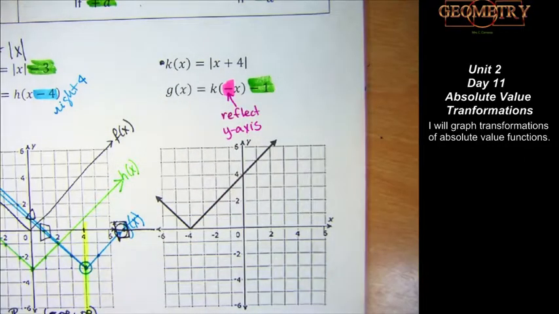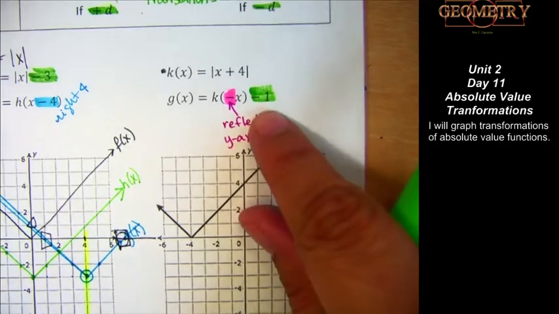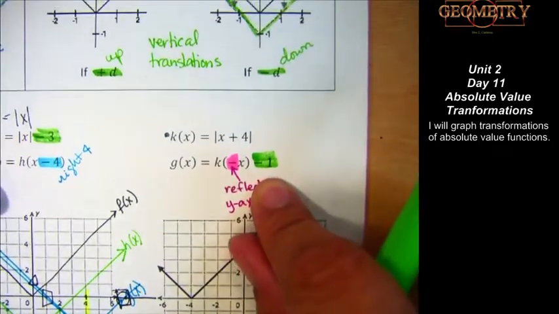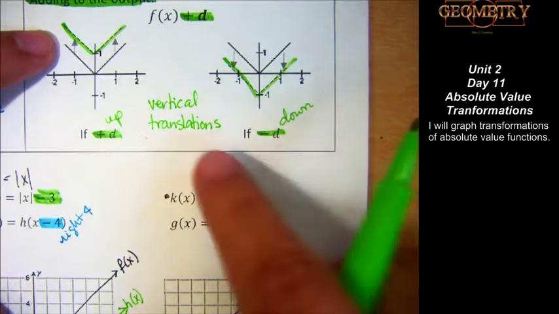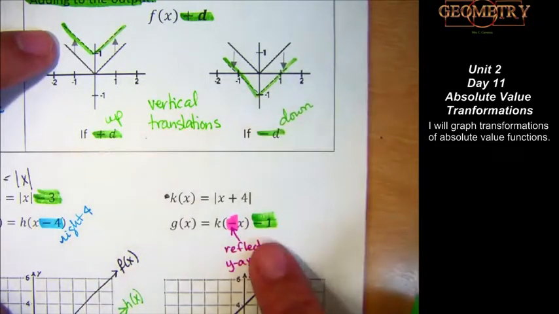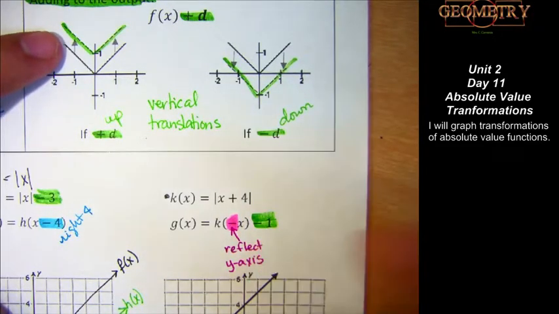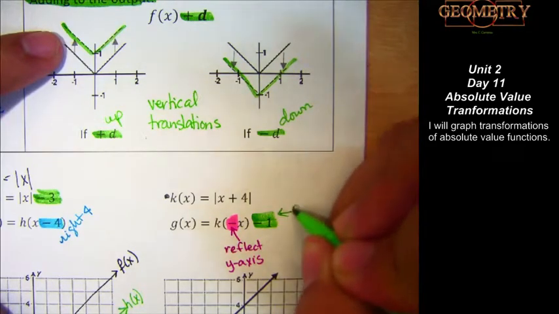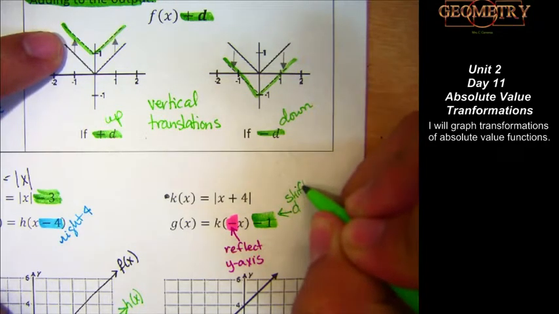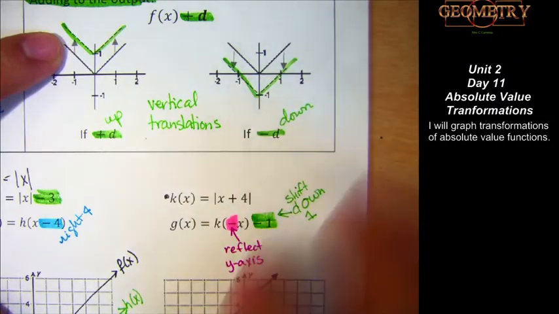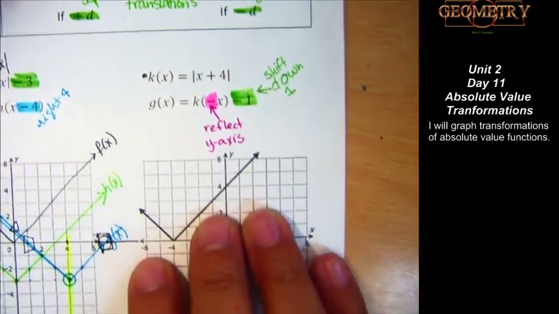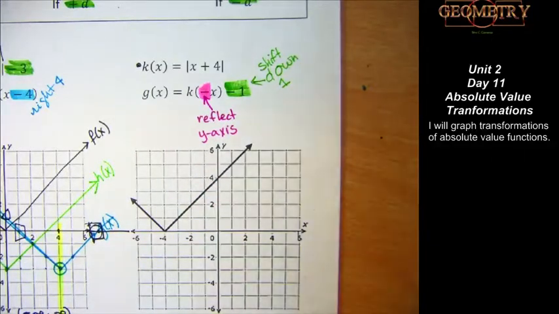When I have some sort of addition or subtraction happening outside, it's a vertical translation, up or down. In this case, it is down. So this is a shift down 1 unit. All right, so I'm going to apply both of those transformations to the graph that I've been provided.